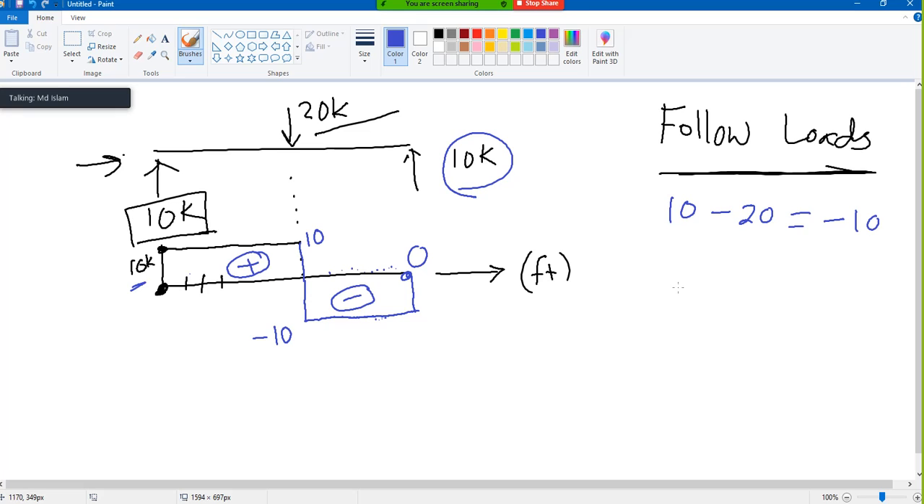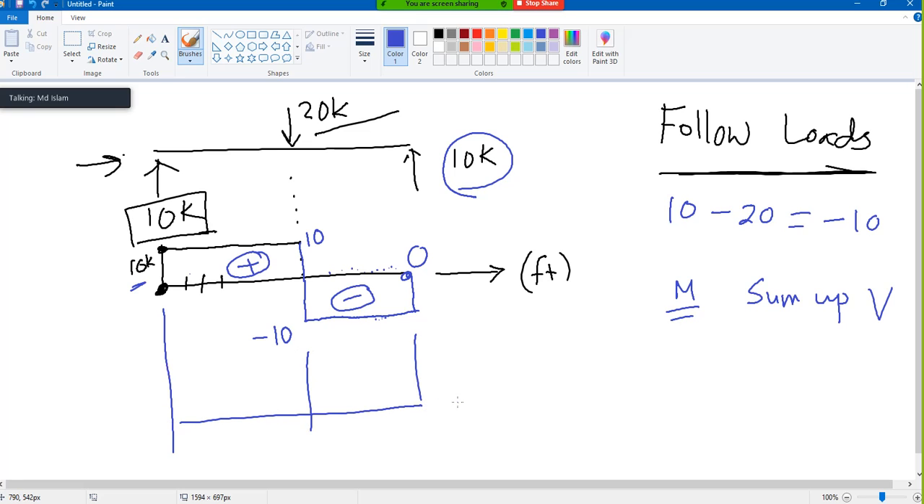Now what is the step for the moment diagram? If you can remember, I told you to sum up V, just sum up your shear force, and that will tell you which way to go. Okay, so I will go this way. This vertical line, I just showed this line. I'm here. Sum of the shear force diagram. So at the beginning, I have no moment here.